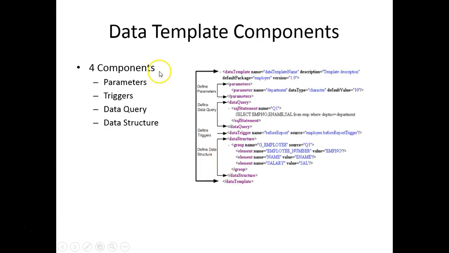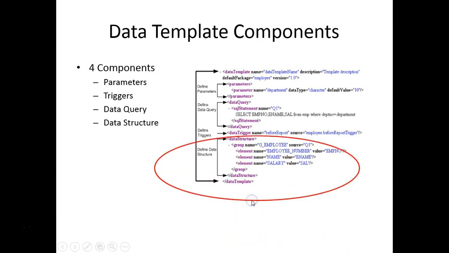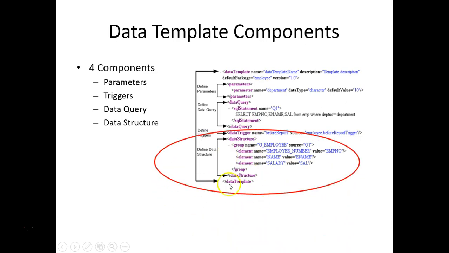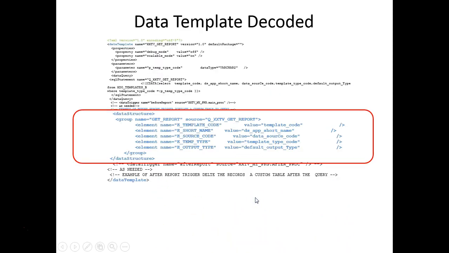Before we go, let's look back at the data template. The data template has four components. Of course, it's an XML based template. The components are parameters, triggers, the data query, and finally the data structure.